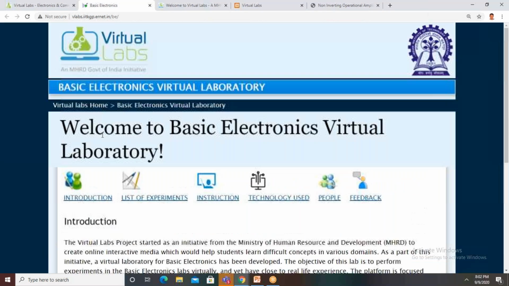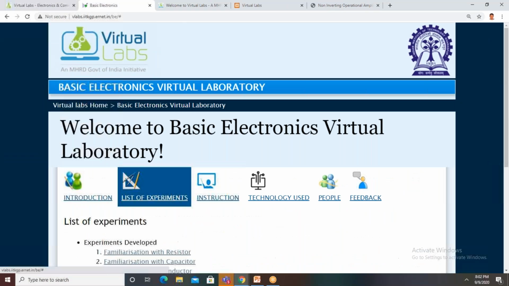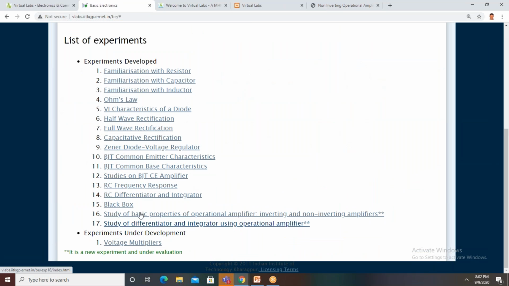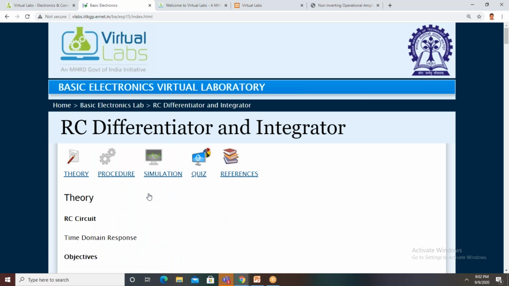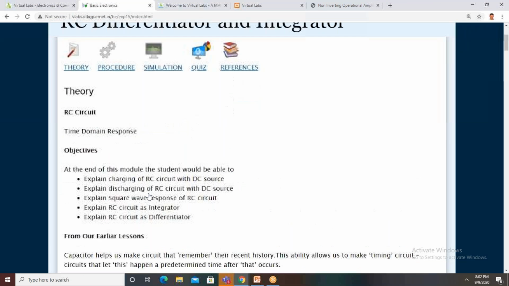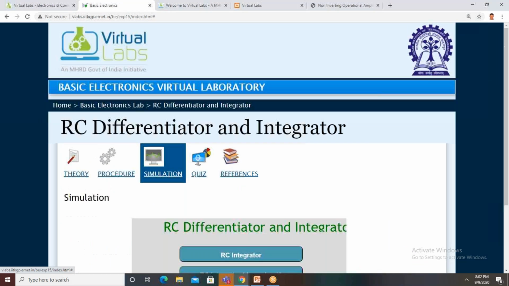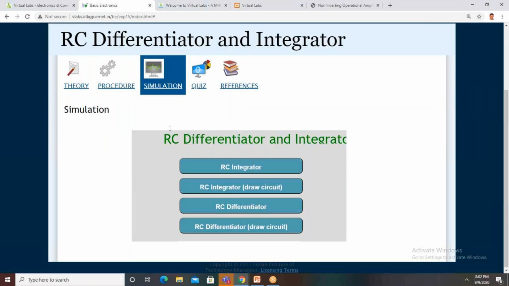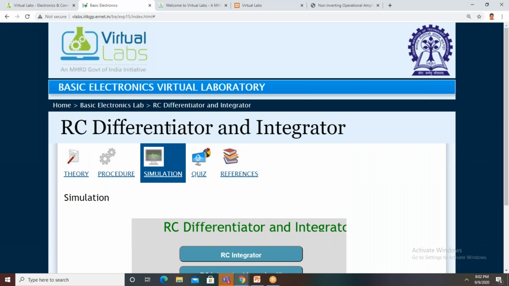Basic electronics lab, then show the list of experiments. Then RC differentiator integrator are there. You click on RC differentiator integrator. Okay, simulation, yes. So inverting, non-inverting amplifiers and RC differentiator integrator. So this comes under pulse and digital circuits, RC differentiator and RC integrator.